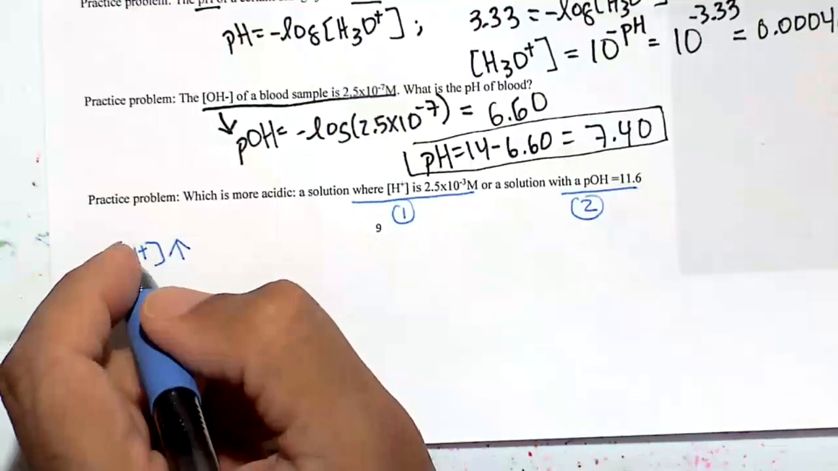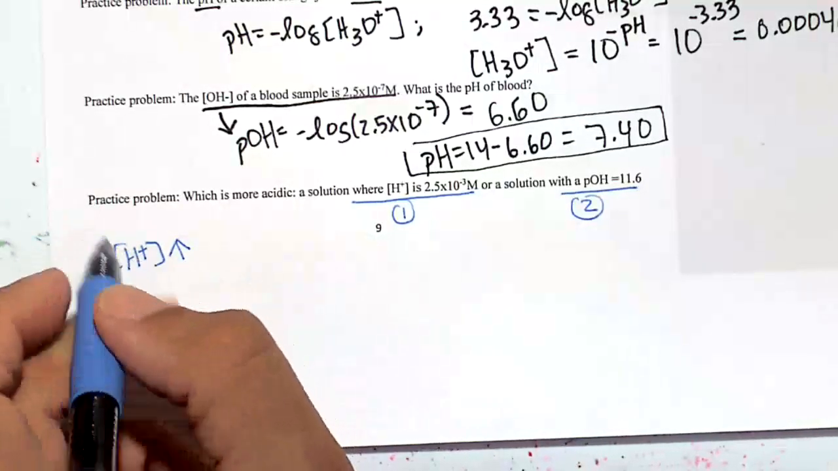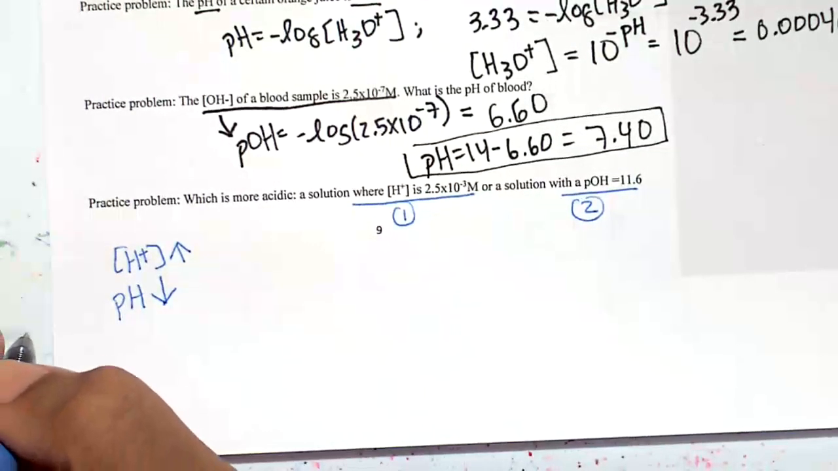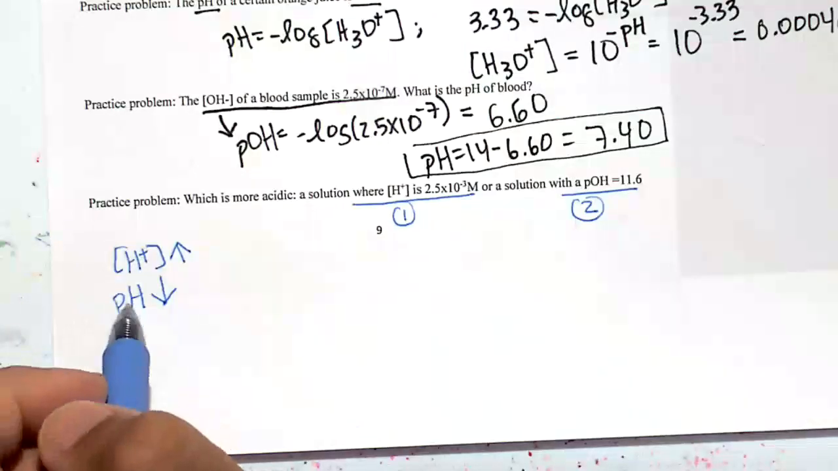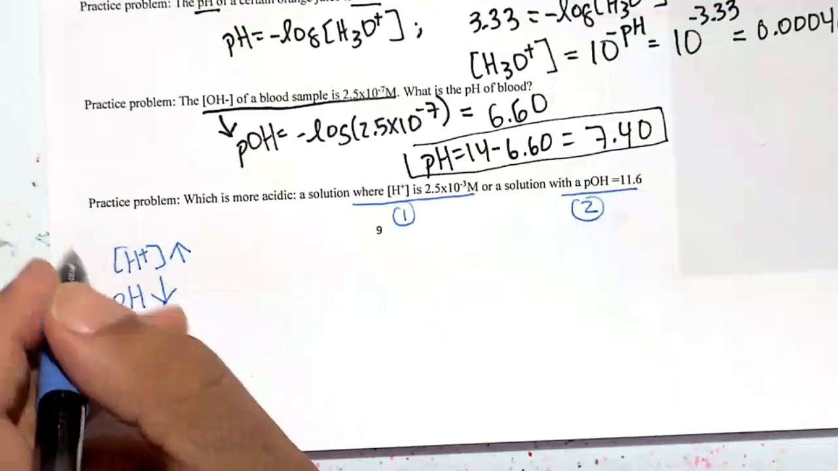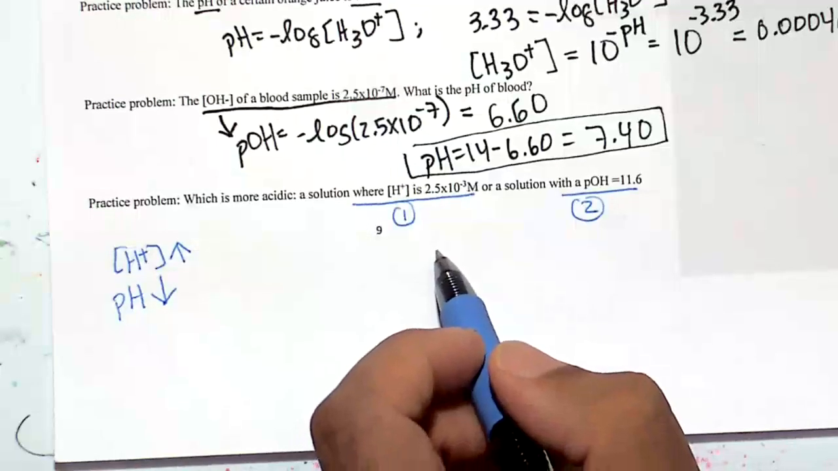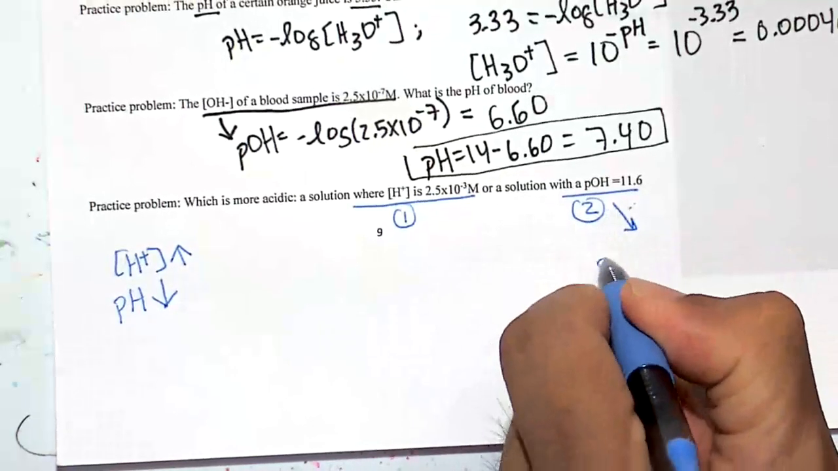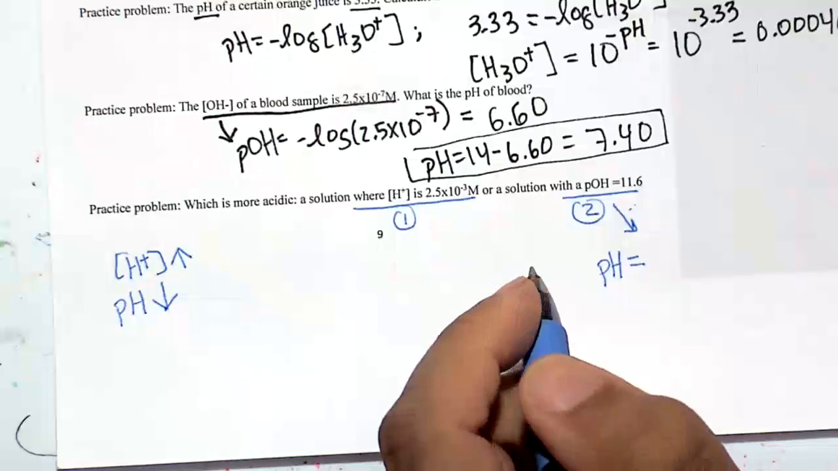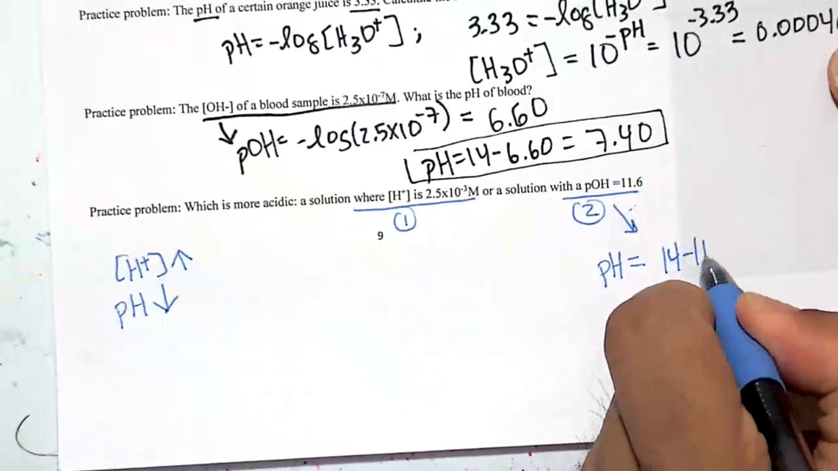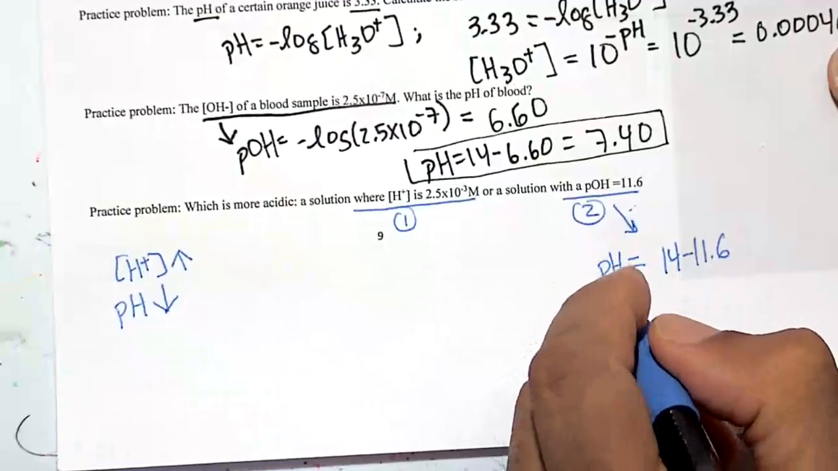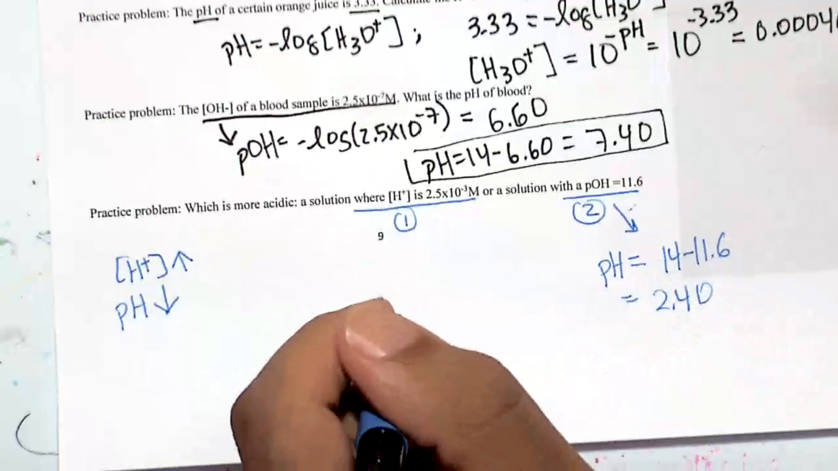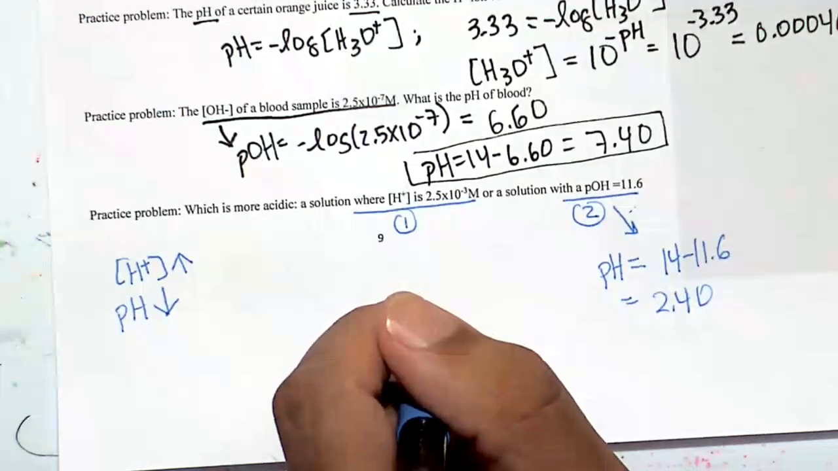But what do we know about the higher H+ concentration? What does that also imply? It implies a lower pH. That's how that works, because pH is minus the log of H+. So what we can do here is calculate the pH. What's the pH of solution 2? 14 minus 11.6, which is 2.4. No units on pH or pOH because it's a scale.